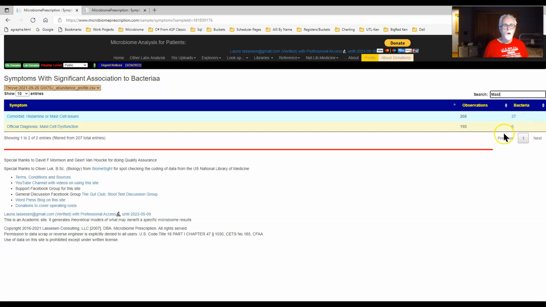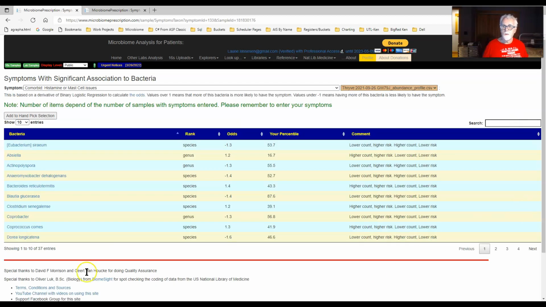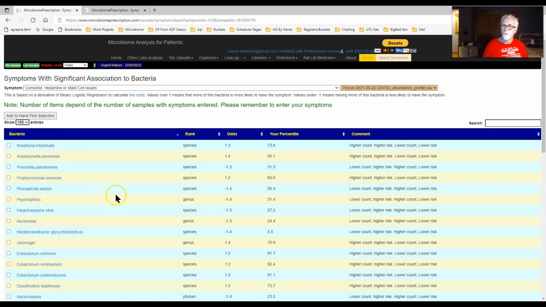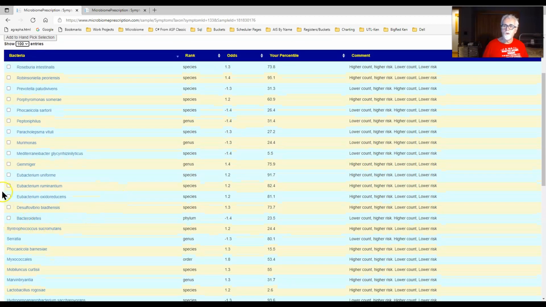But let's go on. So we have two sets of samples here. One with just 6, and that's official diagnosis, which would be a more strict definition, and people who basically are self-diagnosed or however else you care to do it. They believe they have mast cell issues by experiments or whatever. So we click here, 37, and we get 37 different bacteria. And all I need to do is click that, and voila, we have listed all the bacteria with check boxes which are in the wrong direction.